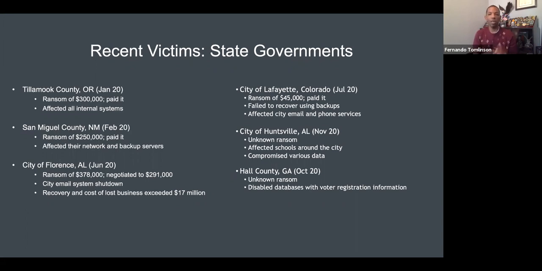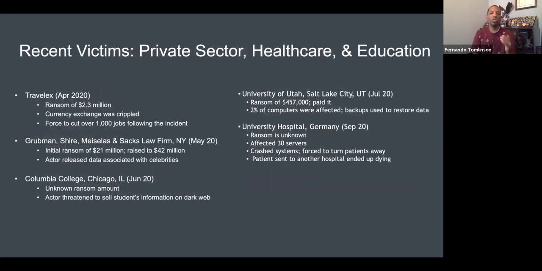Hall County, Georgia, unknown ransom, disabled databases with voter registration information, right? Again, you just got to hit a person or an entity at such a time where it's a no-fail mission, or their bottom dollar and bottom business objective is on the line, right? You're taking advantage of people's misfortunes, and that's what ransomware is all about, right? So still looking at some examples.